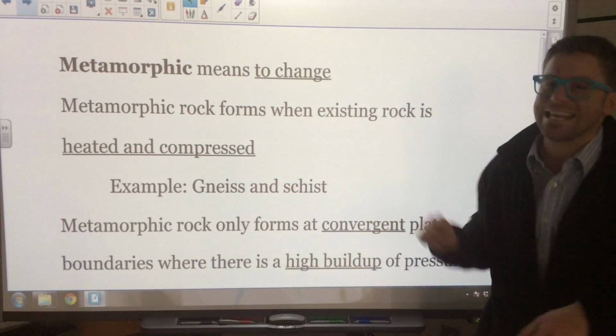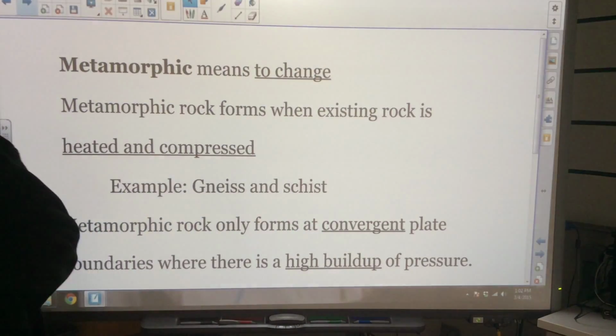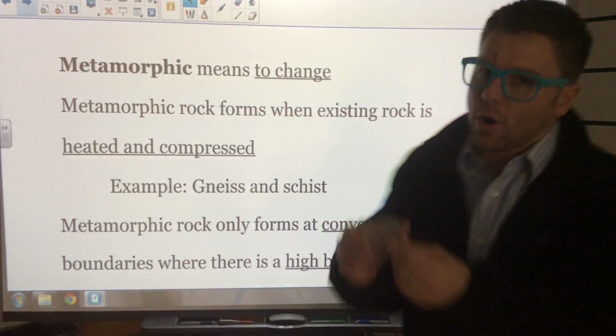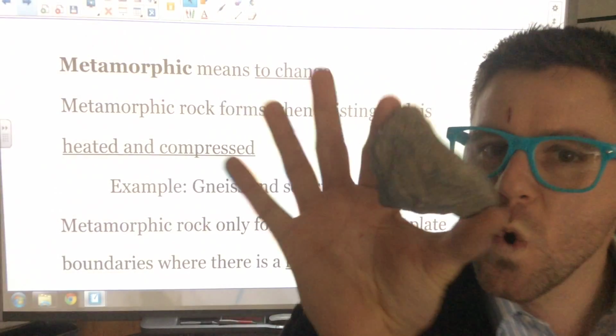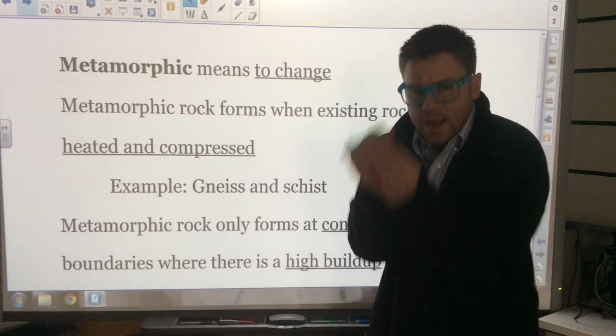Some examples are gneiss and schist. Holy schist! Got a big pile of schist over here. Let's take a look at it. Okay? I know it might be hard to see. Ooh, but that's my schist. I'm holding this big pile of schist right here.